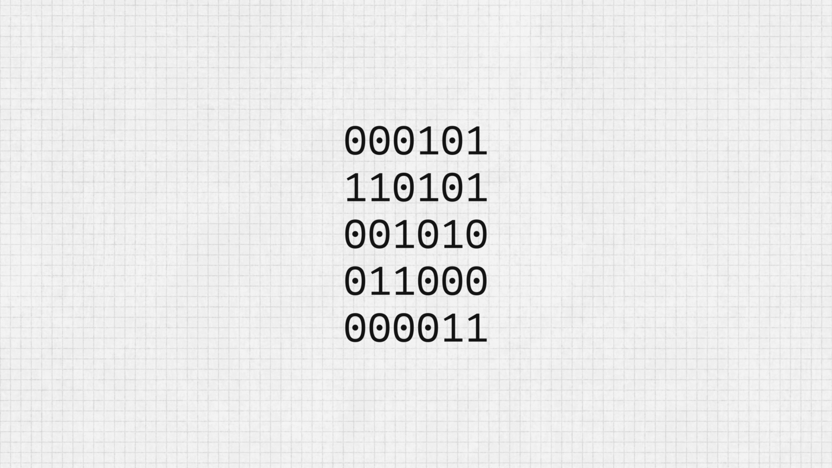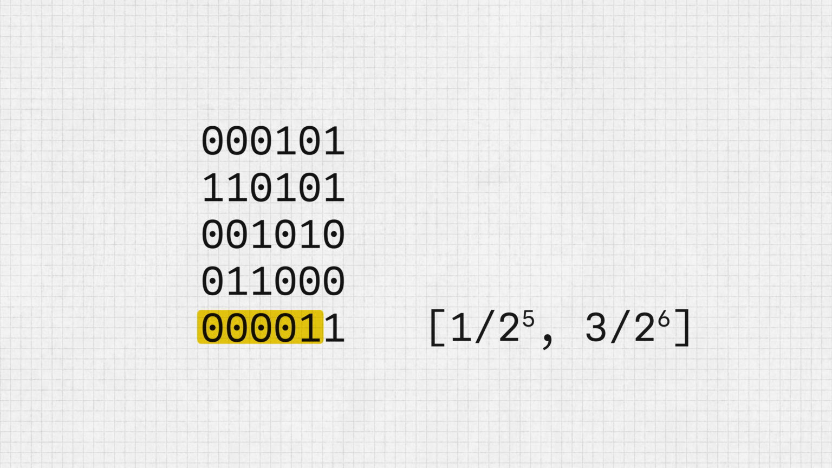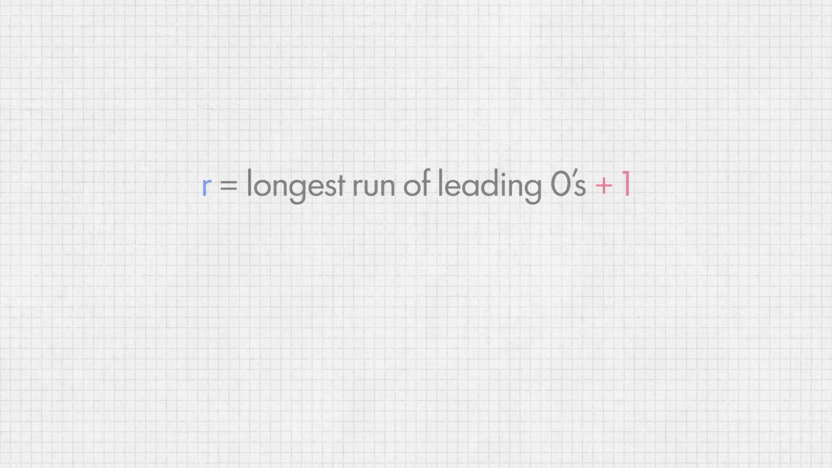Let's say the longest run of leading zeros we've seen so far is 4. That gives us a clue about the smallest number in the stream. Specifically, the smallest number is between 1/2 to the 5 and a slightly larger upper bound. So we can estimate that the smallest number is approximately 1/2 to the 5. In this case, the smallest number is estimated to be about 0.031 when it's actually 0.046. In general, if r is the length of the longest run of leading zeros plus 1, then the minimum number is approximately 1/2 to the r.